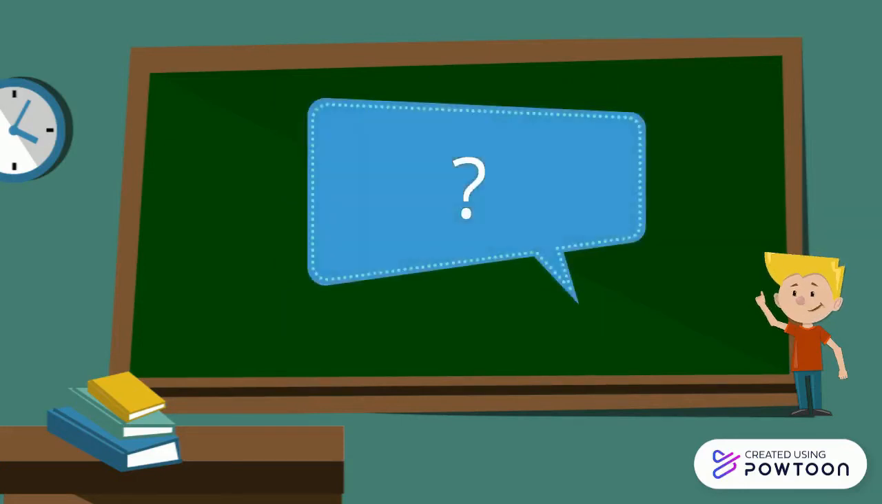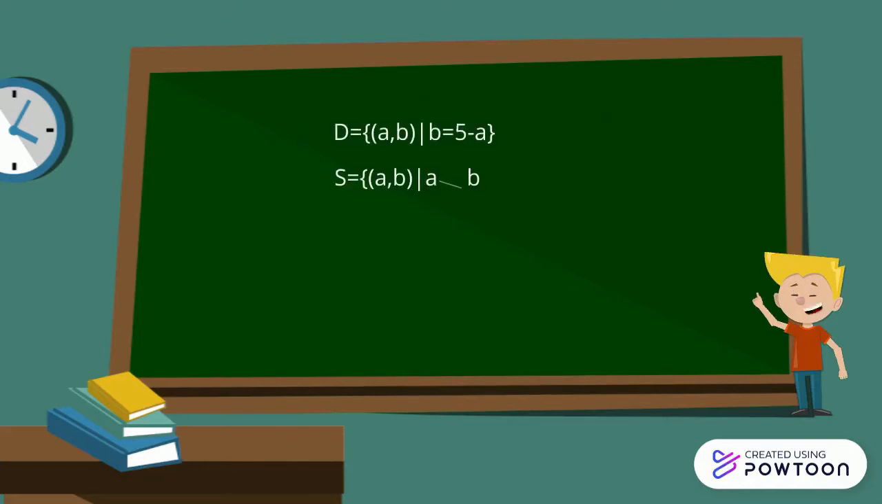The question here is, what is S composite D? If you look at sets S and D with their formulas, S says that a is smaller than b. But originally, S is mapping from A to B. Right now, for the composite, instead of mapping from A, we're mapping from D. And D is 5 minus a. So instead of mapping from a, you're mapping from 5 minus a. So we get the formula 5 minus a is smaller than b.